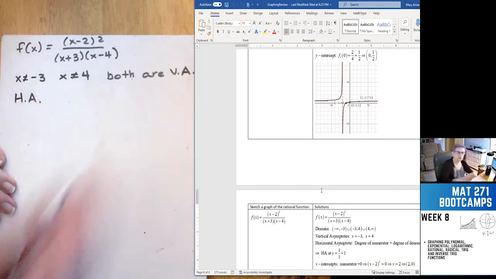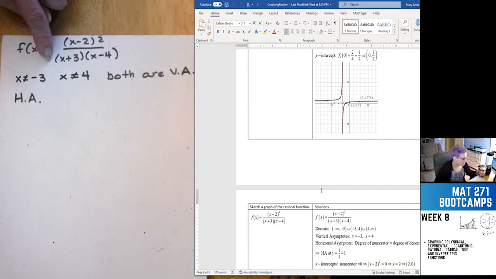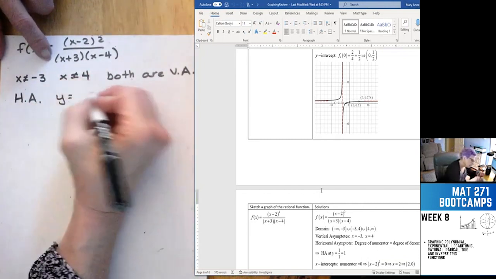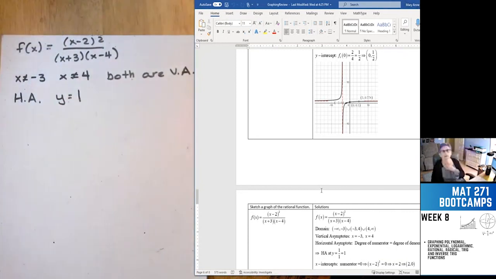Horizontal asymptote, you can be real calculus fancy and think about the limit as x approaches infinity, or you can just be pre-calculus, look at the leading terms. Degree of the numerator is the same as the degree of the denominator, so it's boring. It's just like the last one, leading coefficient over leading coefficient. 1 over 1 is 1.